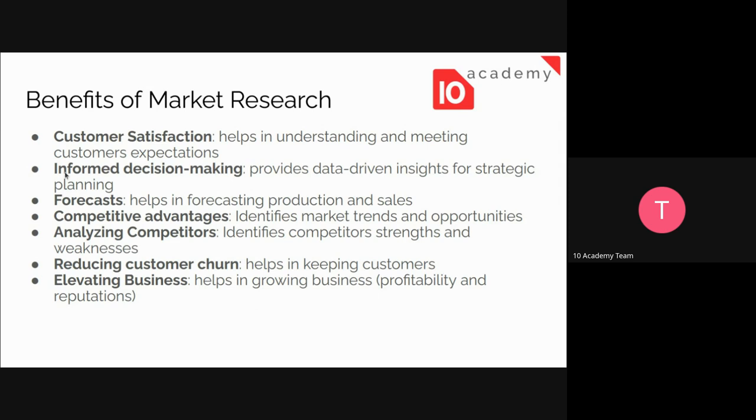Now, let us talk about the first bullet point, which is informed decision making. With the market research, we can have insights for strategic planning because we have basically everything that will help us to succeed in our product or our business. Market research also will help us to forecast our production and sales. Because we have gathered data and analyzed the data, we can do some prediction. For instance, if we want to produce a smartphone, we will anticipate how many smartphones we are going to produce, and how many smartphones we will be able to sell.